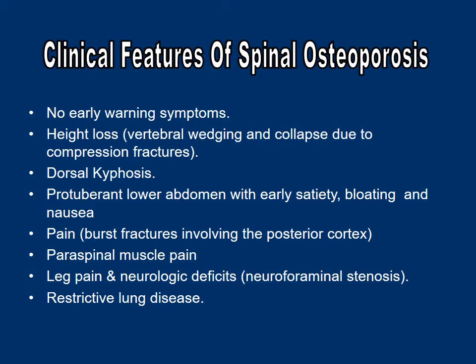The patient may present with height loss with advancing age. This is due to vertebral wedging and collapse due to compression fractures, and the patient will show a dorsal kyphosis and weak, protuberant or lax lower abdominal muscles with early satiety, bloating and nausea. Due to this kyphosis, the patient may experience pain, either acute or chronic.